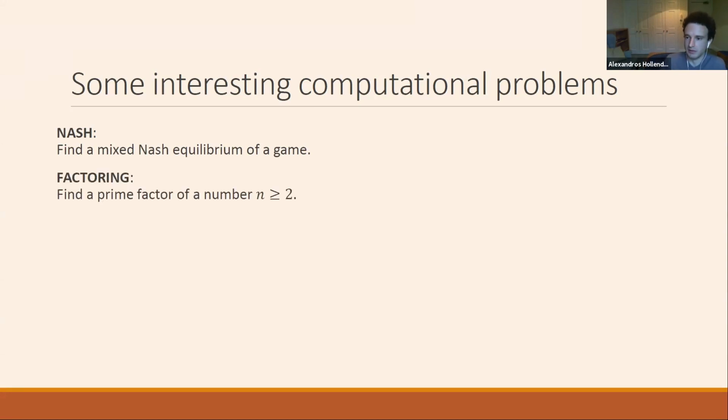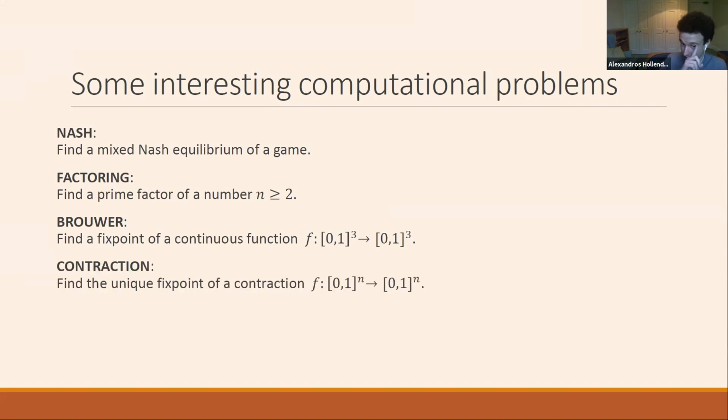Another problem is also very famous, factoring. I give you a number, compute a prime factor of that number. The problem that I call Brouwer here: given a continuous function mapping, let's say, the unit cube to itself, compute a fixed point of that function. A special case of that problem: if the function is not only continuous but also contracting, then compute again the fixed point, and it is unique in that case by Banach's fixed point theorem.